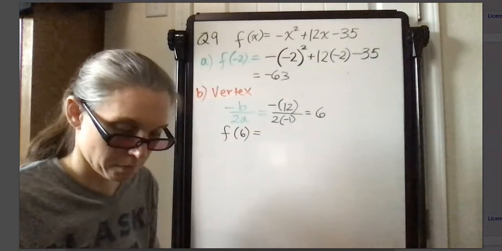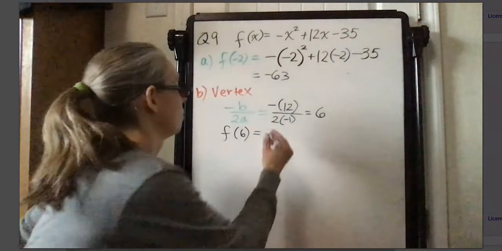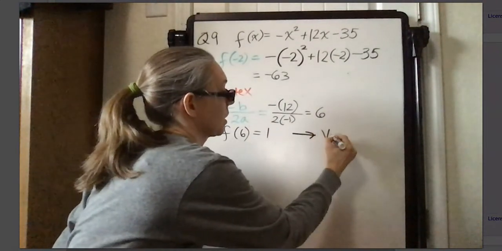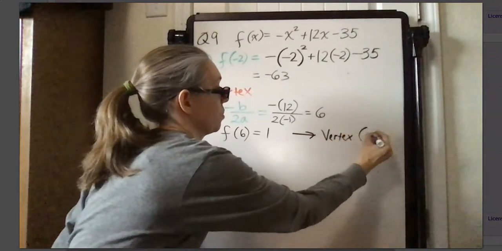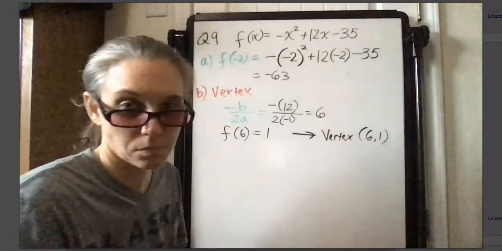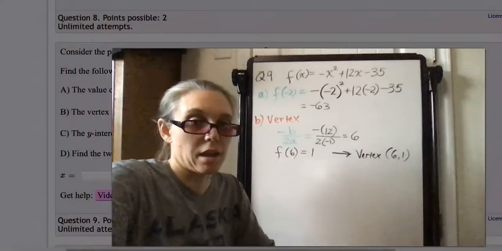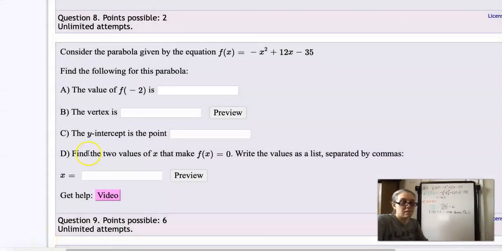I got 1. Okay, so that means that the vertex is the point (6, 1). So that's part A and part B. Part C is to find the y-intercept, and part D is to find the two values that make f(x) equal to 0.